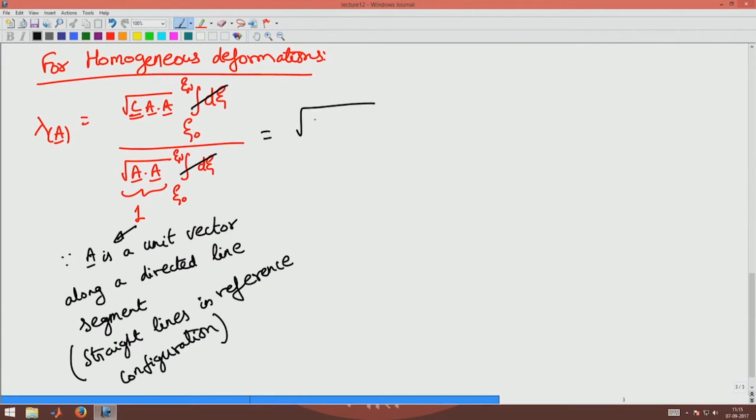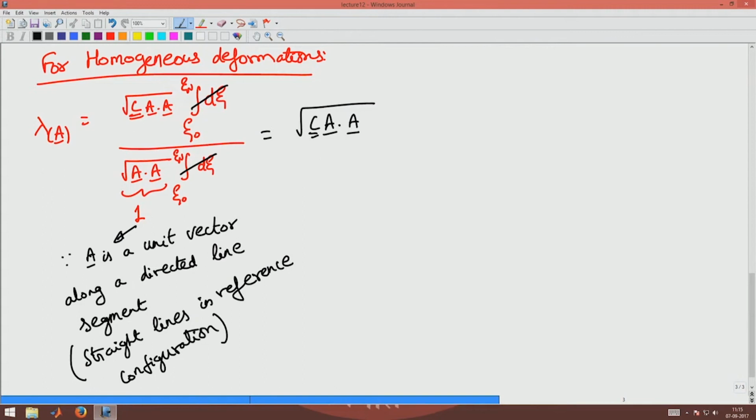So, I will have it as root of C times A dotted with A. I have pulled out this root of C times A dotted with A because A is a constant and C is also a constant, and hence it comes out of the integration. Since I am again looking at straight lines in the reference configuration mapping on to straight lines in the current configuration. Okay. So, this root of C A dotted with A is independent of psi and hence I have pulled it out of the integration. Okay. So, this is the stretch ratio along a direction A.